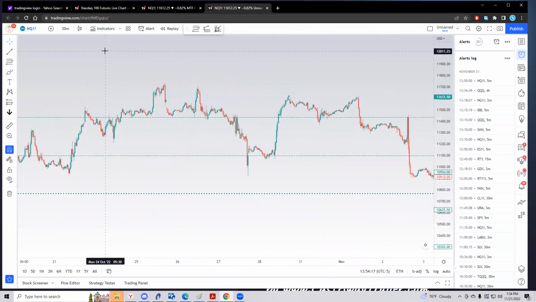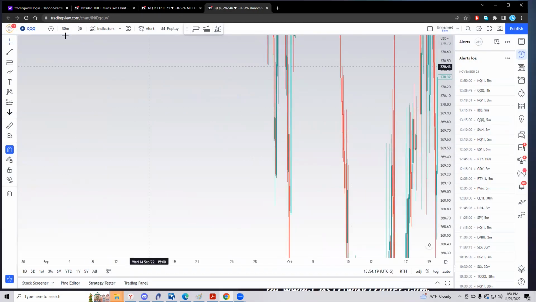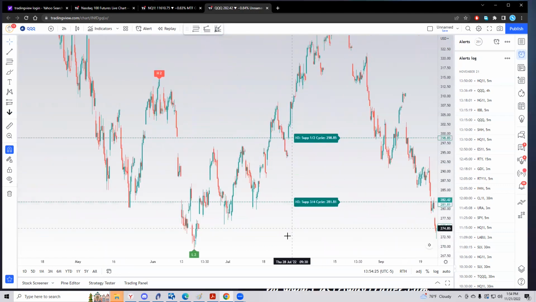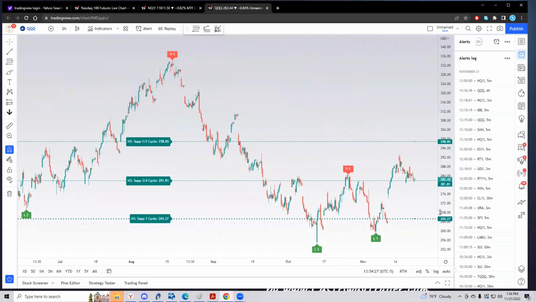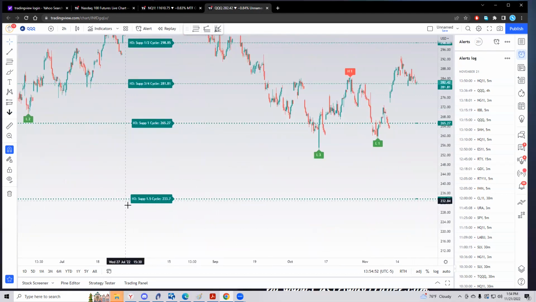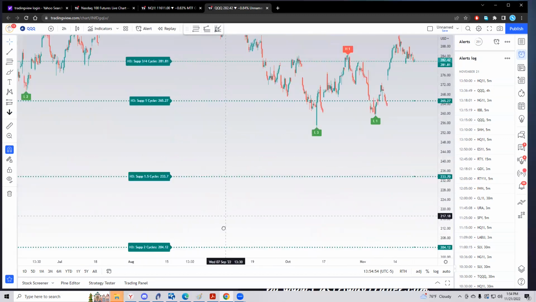For example, we can use QQQ and switch to 2 hour just to see the bigger picture. You see that QQQ topped in August 2022, and based only on the price at the top, that indicator calculated several important levels. And you always pay attention to 3/4 of a cycle, 2 cycle, and 2 full cycle of the high.